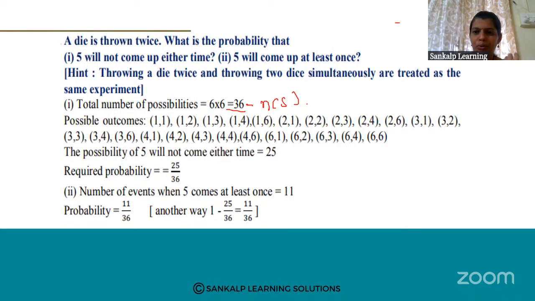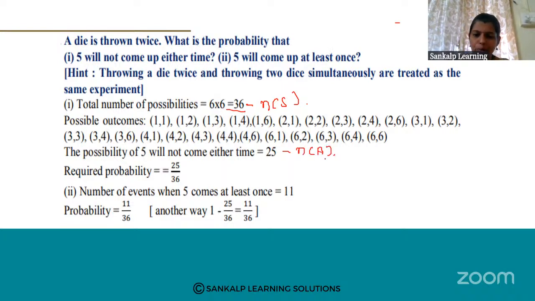Okay, so we have left out 5 here. When we throw twice, in both results we left out 5. So the number of possibilities of 5 not coming either time is 25. That we will call N of A. This is the possible outcome, or you can say the favorable outcome, favorable event, N of A.